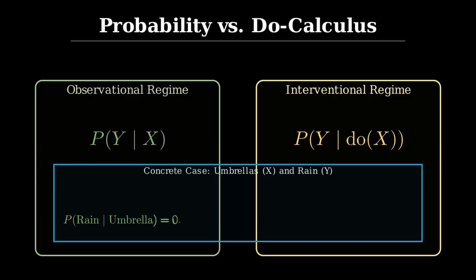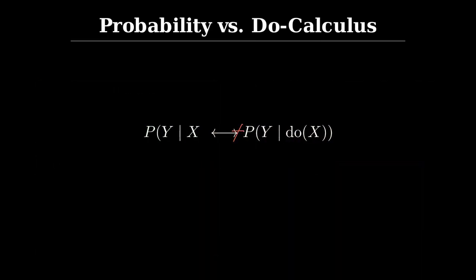Think of carrying an umbrella as variable x, and rain as variable y. If we observe people opening umbrellas, the probability of rain updates to a very high percentage. But if we step in and force everyone outside to open an umbrella on a clear day, the probability of rain stays exactly at its baseline. The action does not command the clouds. Standard probability manipulates data by slicing and filtering an immutable dataset. Do calculus constructs a fundamentally modified alternate universe.